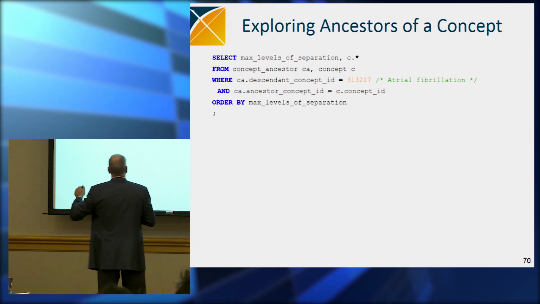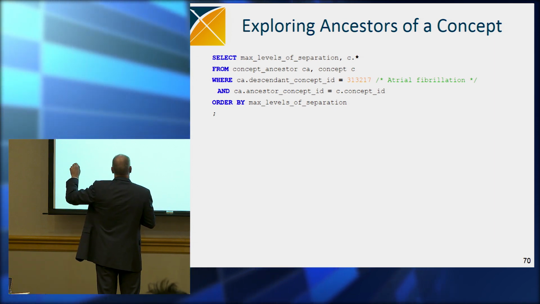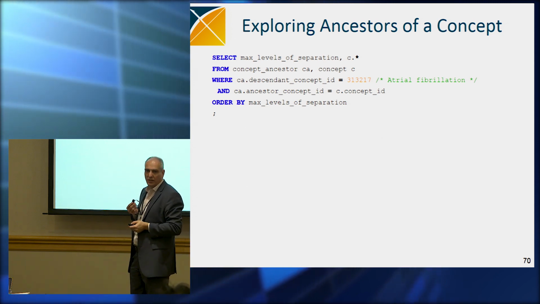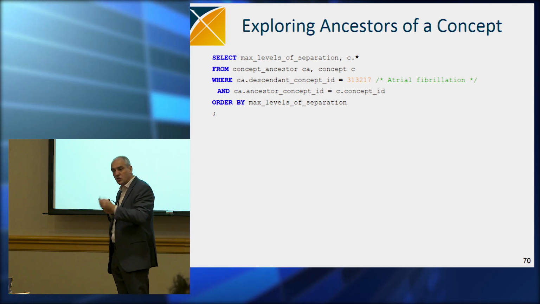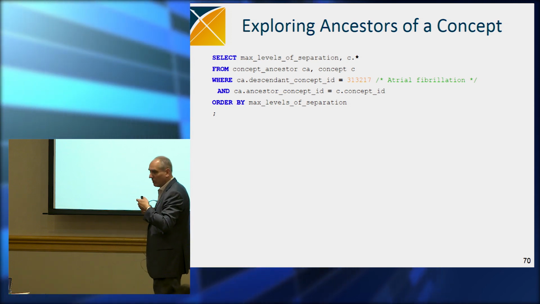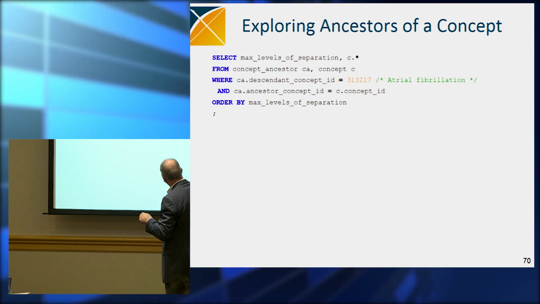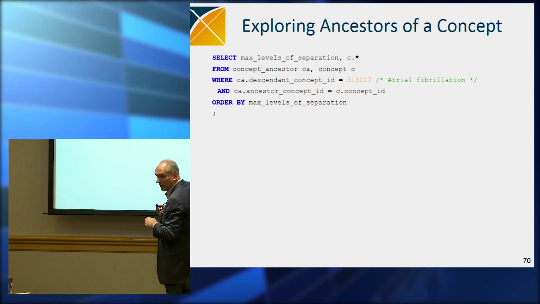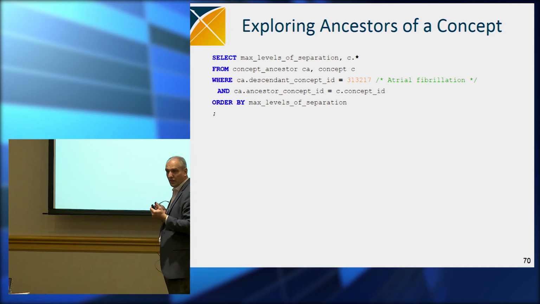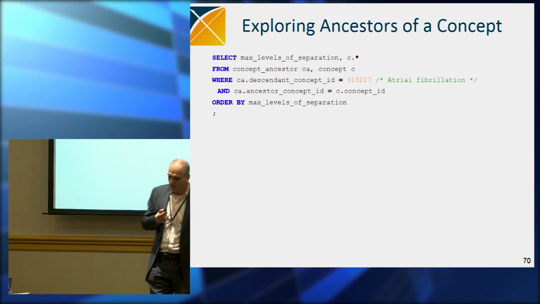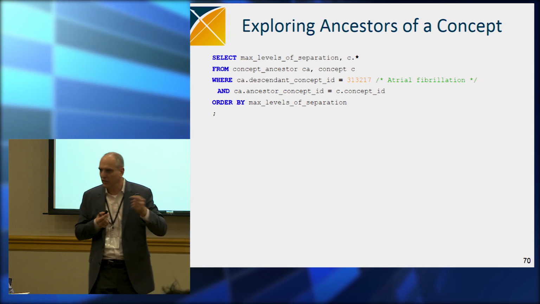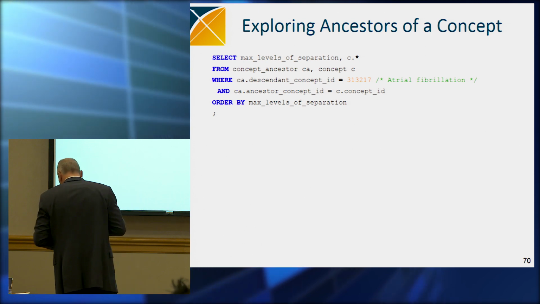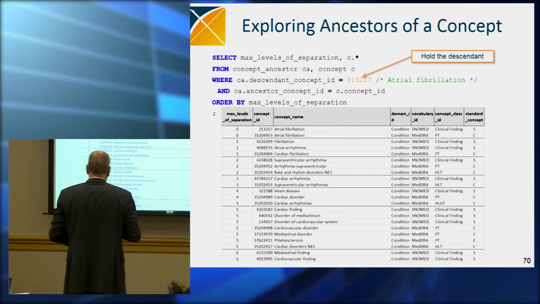So let's figure this out. Let's try it out, right? So we query the concept ancestor table. Here you go. And we join it to the concept table for the same reason. Otherwise, we get these concept IDs back, and we don't know what the hell they are. So we always have to join the concept table so we know what's going on, what it is. And we hold the descendant, and we ask, what are the ancestors? What should we see? We should see supraventricular arrhythmia, fibrillation, cardiac arrhythmia, heart disease, all that stuff, right? So the whole hierarchical ladder.